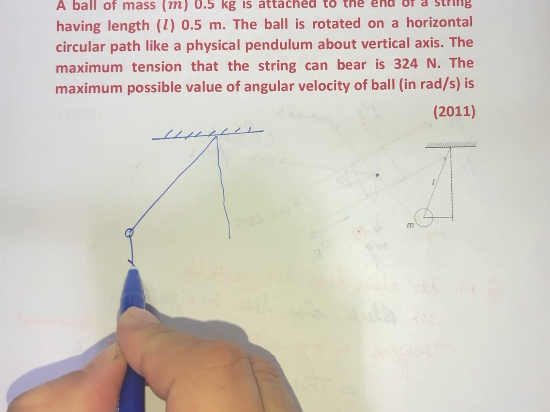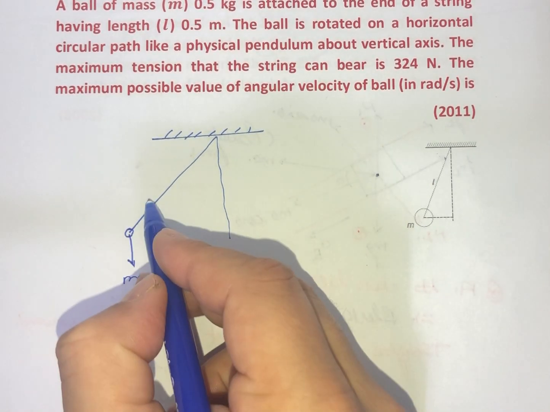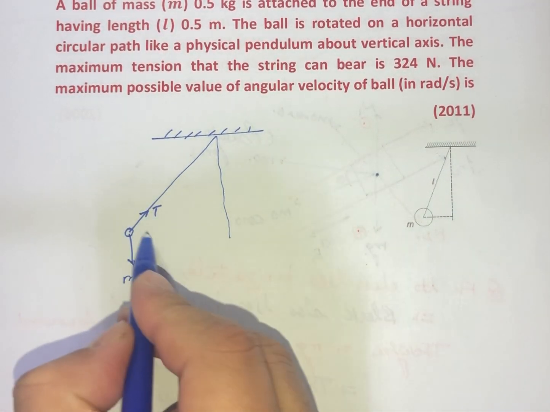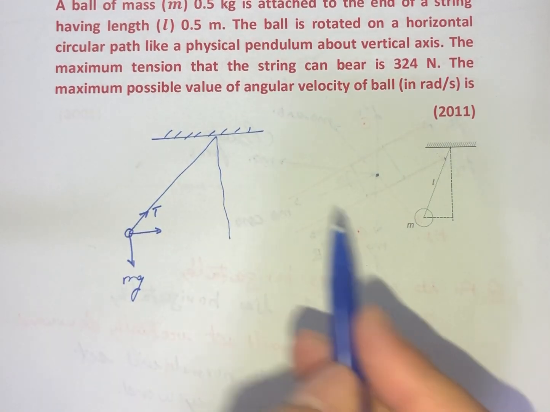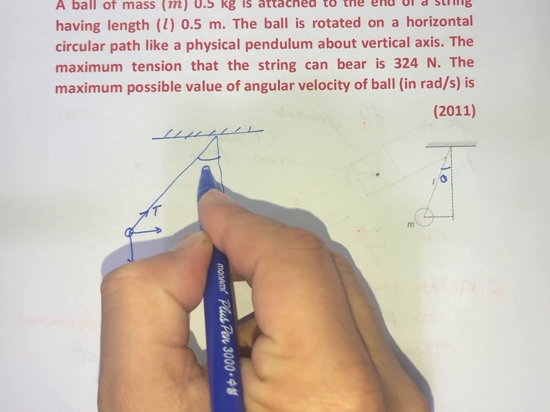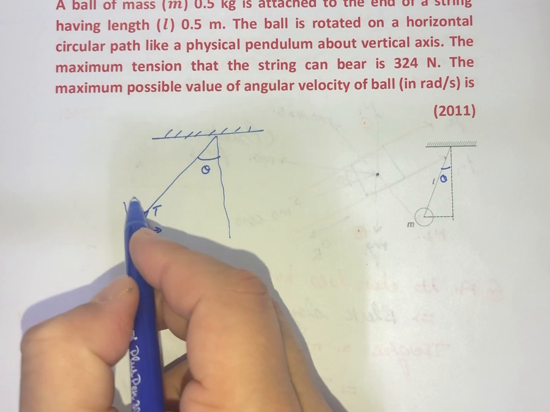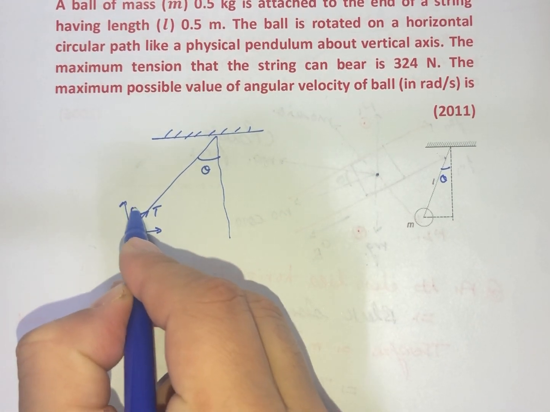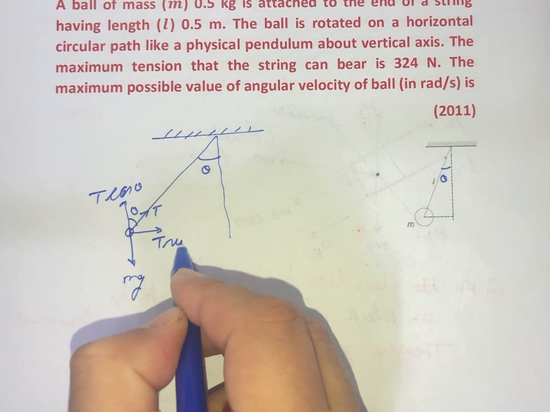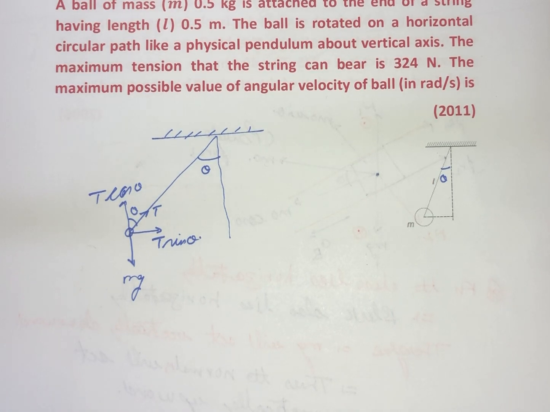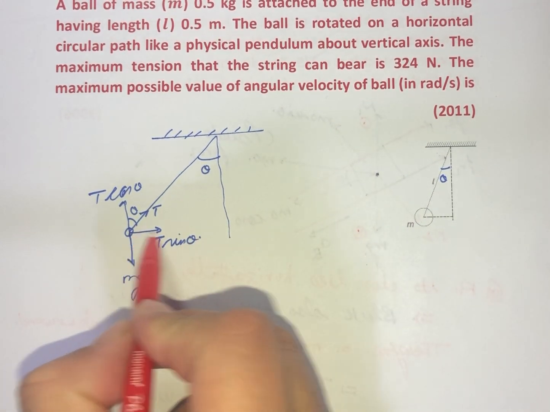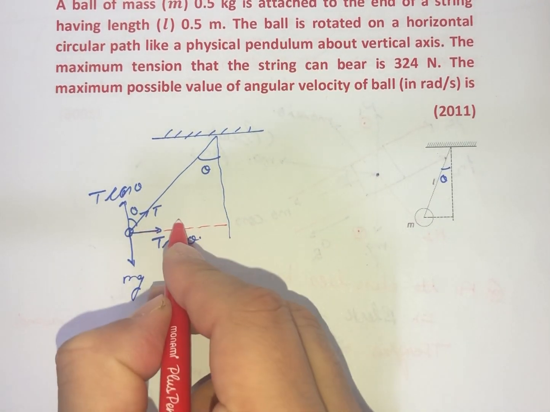In the vertical downward direction there will be mg, and we have tension T. This tension T can be divided into two components, and this angle is given as theta. So we get T cos theta, and this will be T sin theta, and the ball is being rotated in a circular path, and let us suppose the radius of which is given as r.